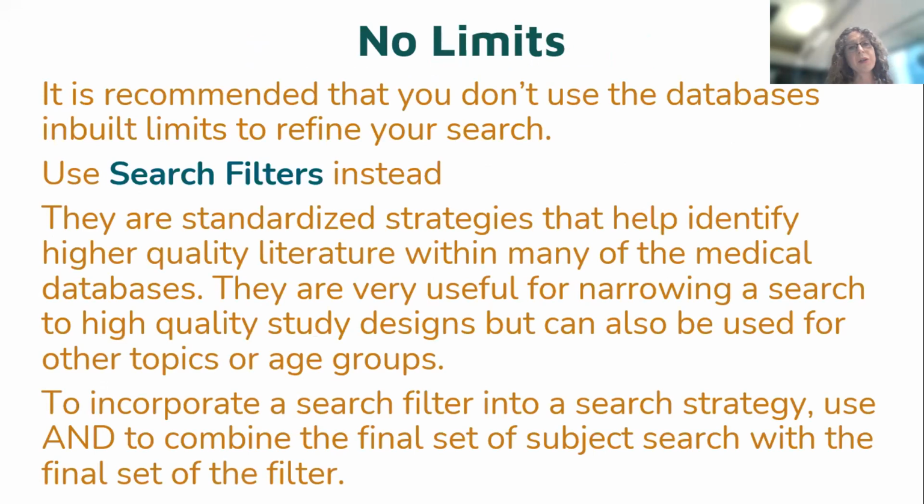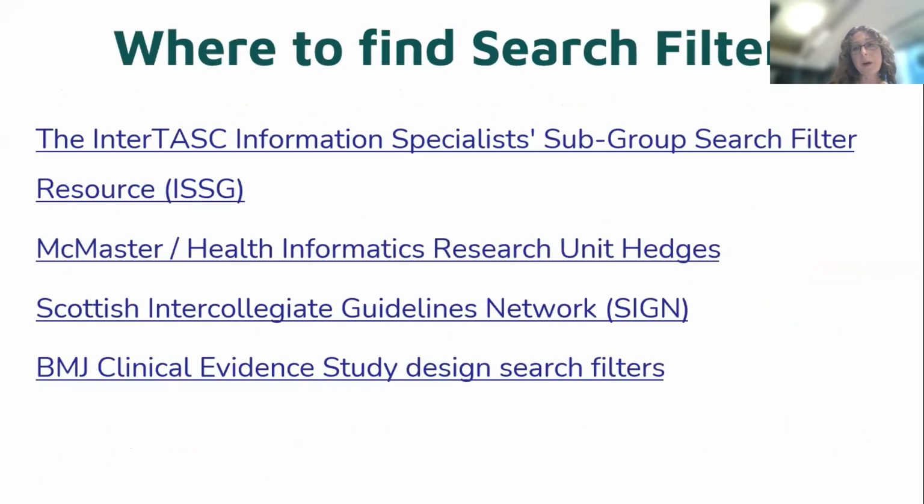I'm just going to say a word about limits. For systematic reviews, experts recommend that you don't use the inbuilt limits in the databases as they can be prone to error. Instead, they recommend that you use what are called specialist search filters that have been developed by librarians and approved for use in systematic reviews. They'll allow you to narrow your search to high quality study designs, or for a particular topic or age group, and you can combine these with your search strategy. This is where you can find search filters, some links there.